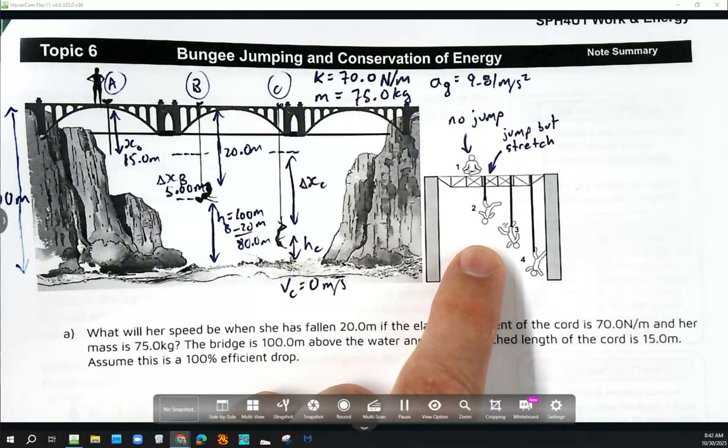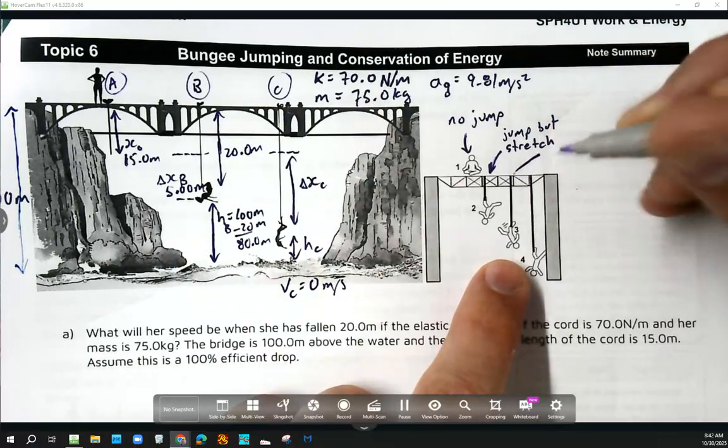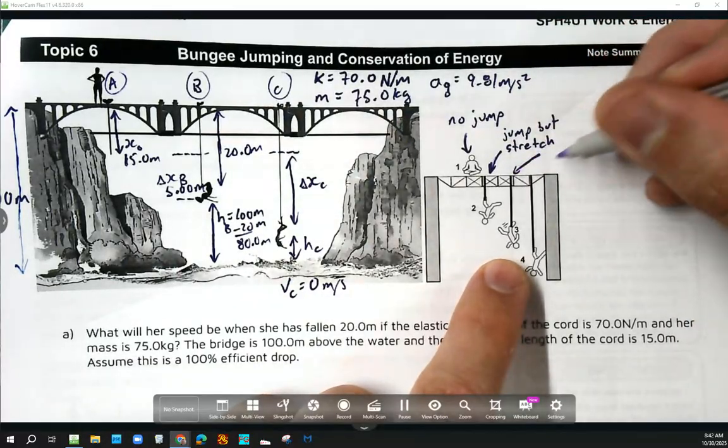Or we could even say just at the end of the slack. We've just gotten to the point where we hit the end of the rope. Okay? This one here, we could say stretched but still falling.